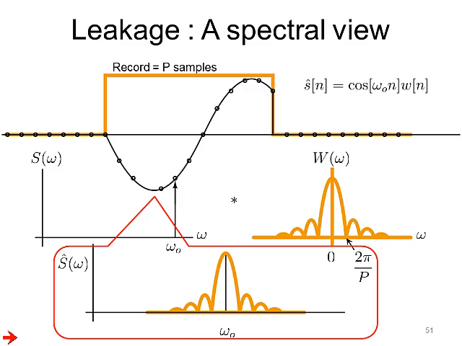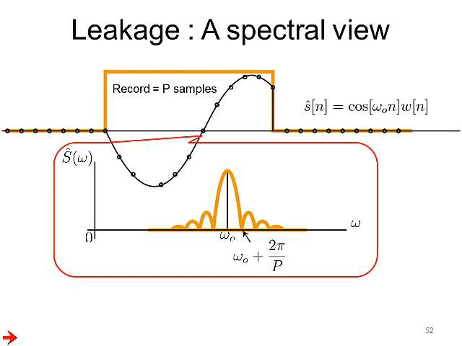Multiplication in the time domain, as we all know, is equivalent to convolution in the frequency domain, and therefore the Fourier transform of this P length sequence is the delta function centered at omega naught convolved with the sinc function which has nulls at multiples of 2 pi over P. When you convolve these two, you get a Fourier transform which is centered at omega naught and has nulls at multiples of 2 pi over P from omega naught, as shown in this slide.